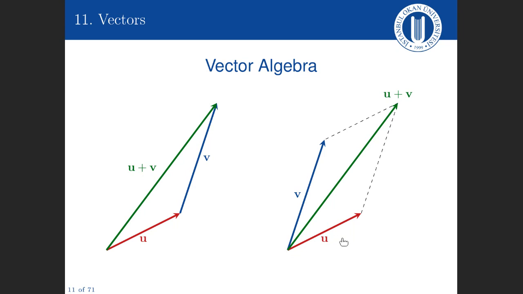There's another way that we can think of adding 2 vectors together. We can imagine that u and v have the same initial point. We can draw this parallelogram, and then u plus v is the vector from the bottom left corner to the top right corner.